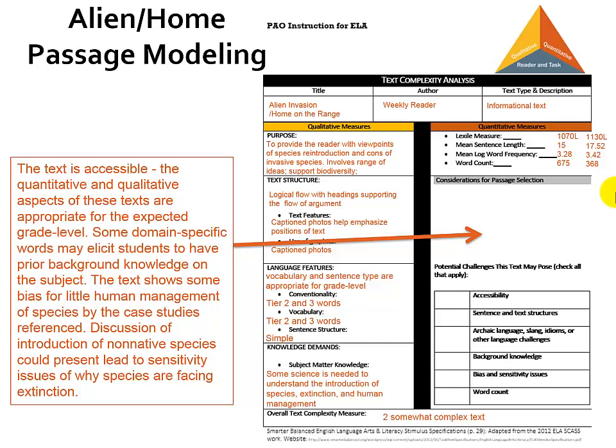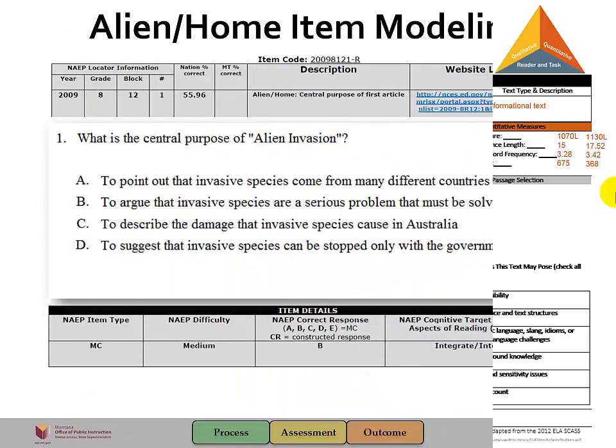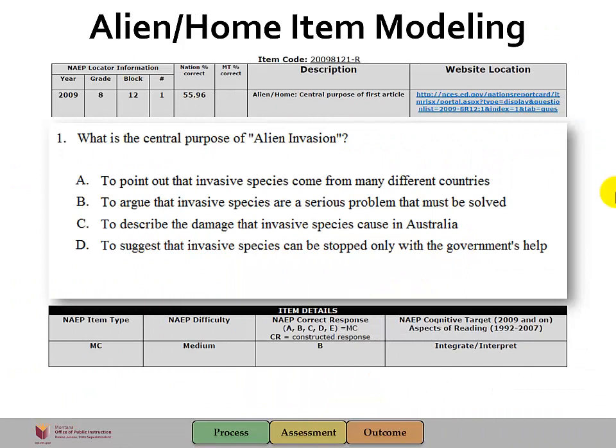They show Tier 2 and Tier 3 words. And in order to understand the content of the passages, some science is needed to understand what the introduction of species is, what extinction is, and what human management is. Overall, the text complexity measure for the Alien Invasion and the Home on the Range passage is a 2. They are somewhat complex. Now we will look at an item that corresponds to the Alien Invasion NAEP passage.